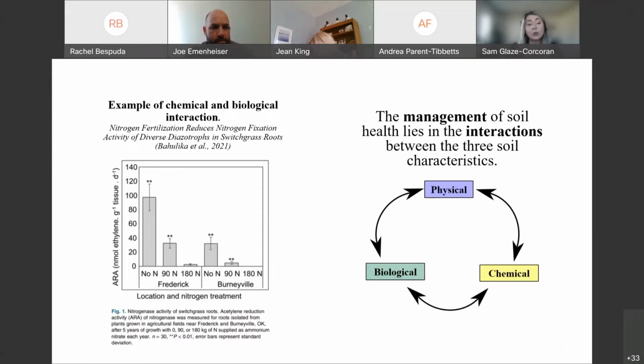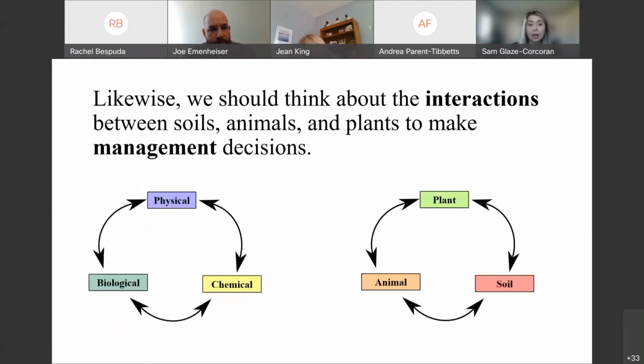We would think of that as a biological piece of our soil, which is going to then influence the chemical fertility. So what they found at both locations is, as you add more and more nitrogen, you get less and less biological activity from these nitrogen fixers. You've essentially outsourced their job, and they're no longer able to compete in the soil. And so this is where we have to start thinking, if I make this change to one component, how is it going to affect the other 2 components?